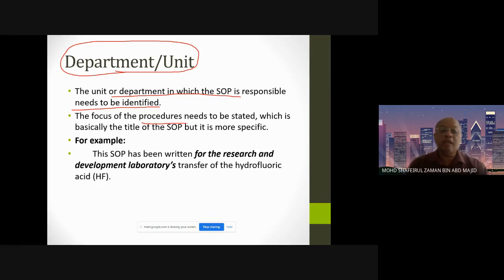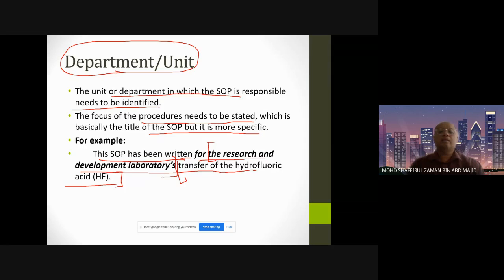The focus of the procedures needs to be stated, which is basically the title of the SOP, but more specific. In the example given here, this SOP has been written for the research and development laboratories, transfer of the hydrofluoric acid. So what is the procedure? Transfer of the hydrofluoric acid. What is the department here? The Department of the Research and Development Laboratories. So this is how you are supposed to write for department or unit.